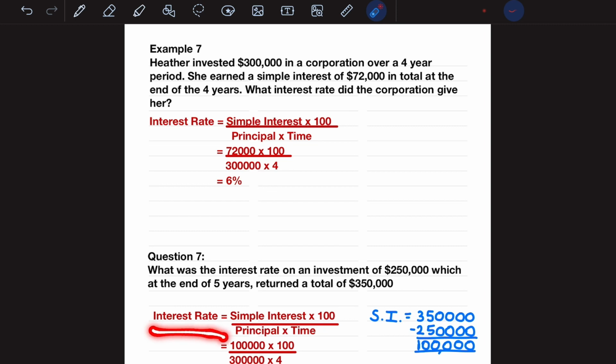Right, so now that we have that cleared up, we can plug the numbers into the formula. Interest rate is simple interest 100,000 by 100 over principal, which was given to be 300. That there's an error there. So the principal is 250,000. So let's correct that.